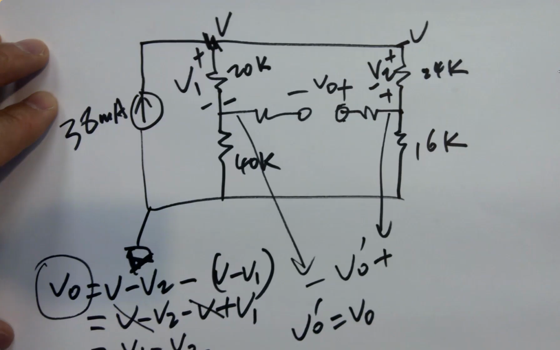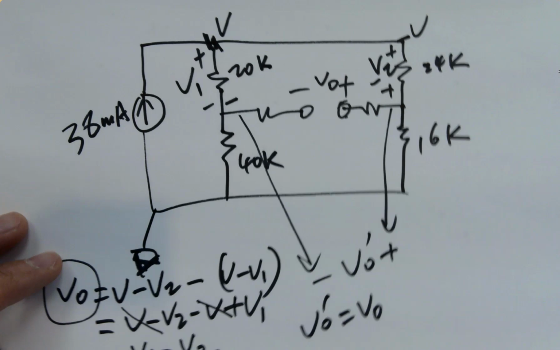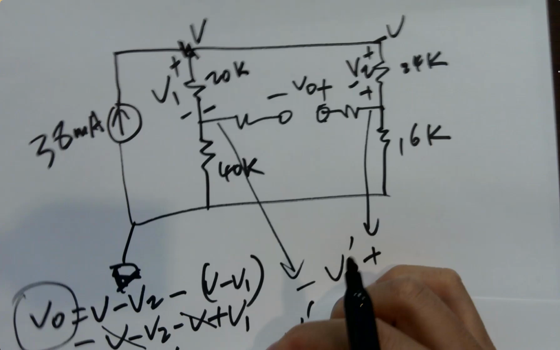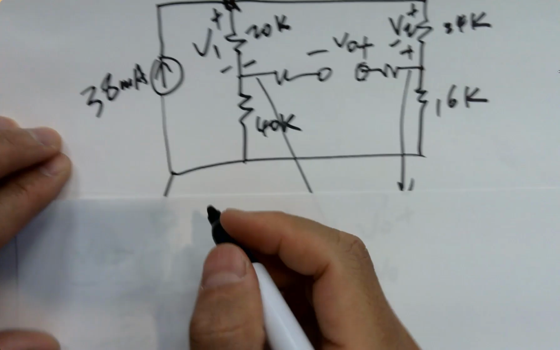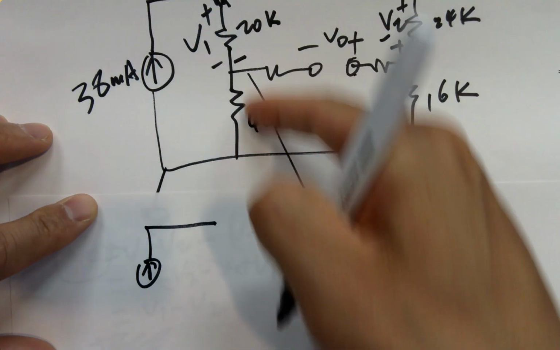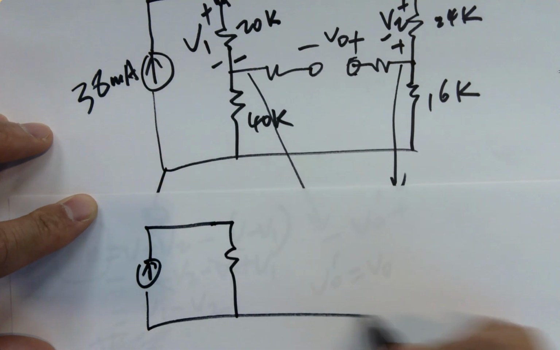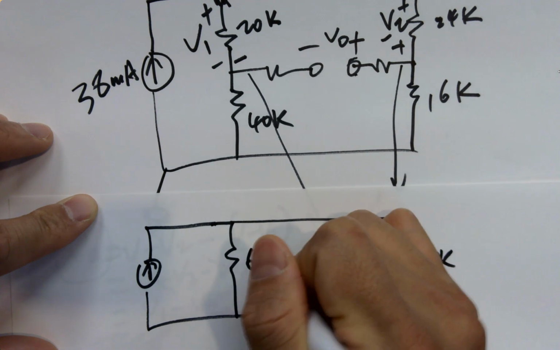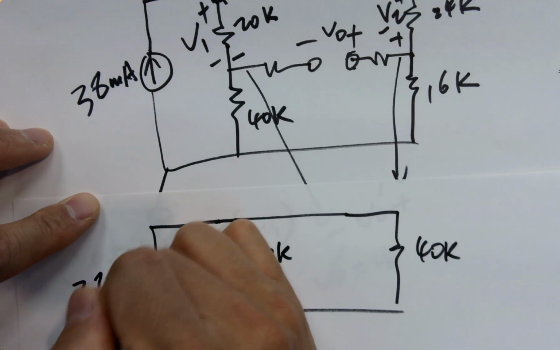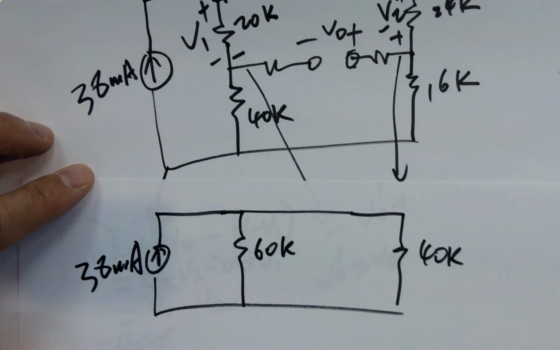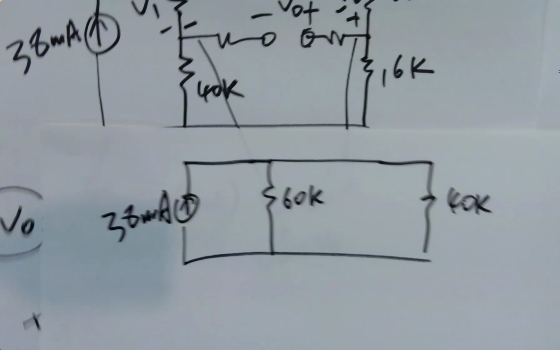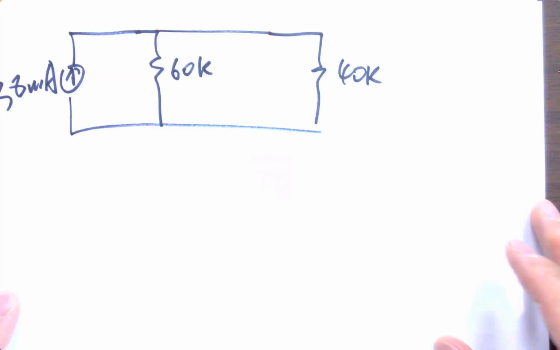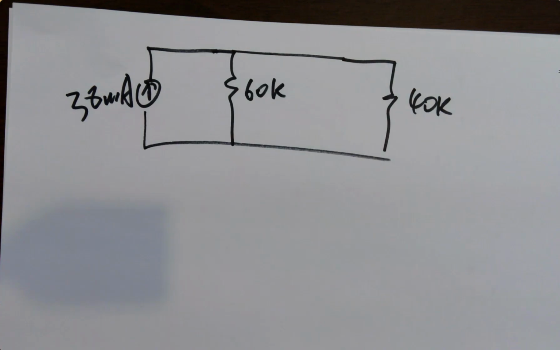And how to find it? Current, yeah, current. So simplify the circuit. 60K, 40K, 38 milliamps. Know which theory you want to use. See if anyone can tell me. I'll be happy for the whole day. For the whole week. Current what?